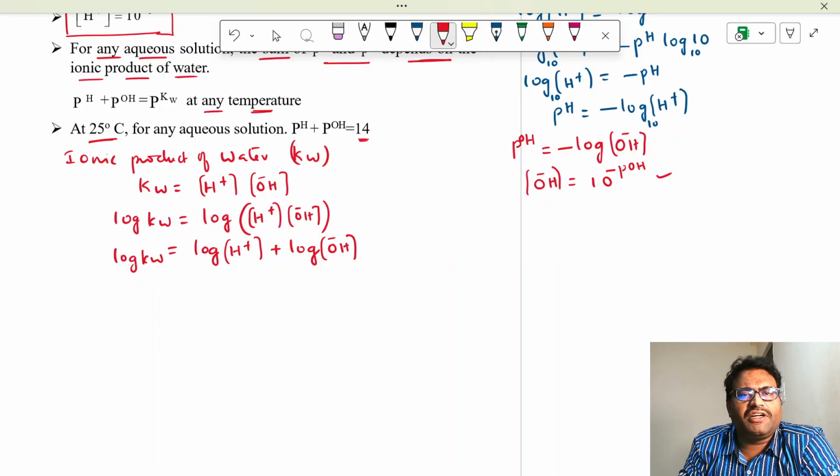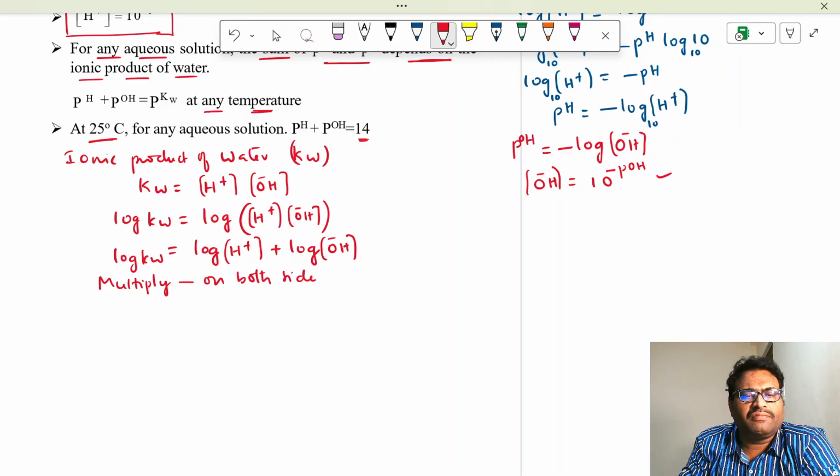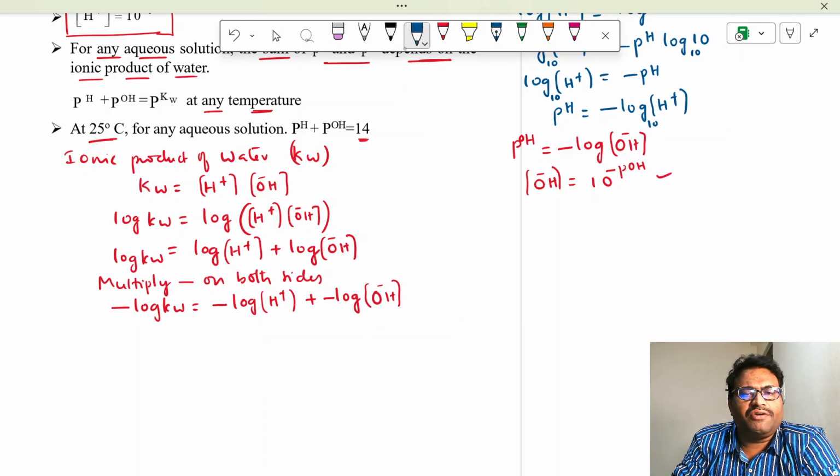Then multiply by minus on both sides. Then what do you get? Minus log Kw is equal to minus log H plus ion concentration plus minus log OH minus ion concentration. Right? Then what do you get?